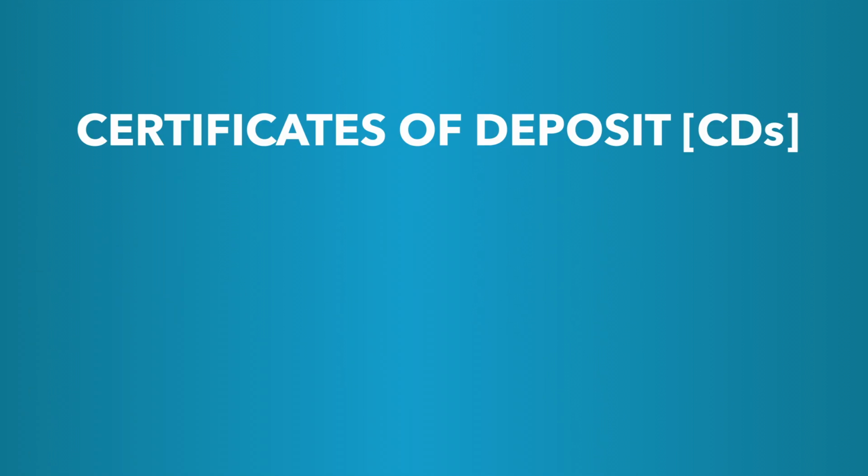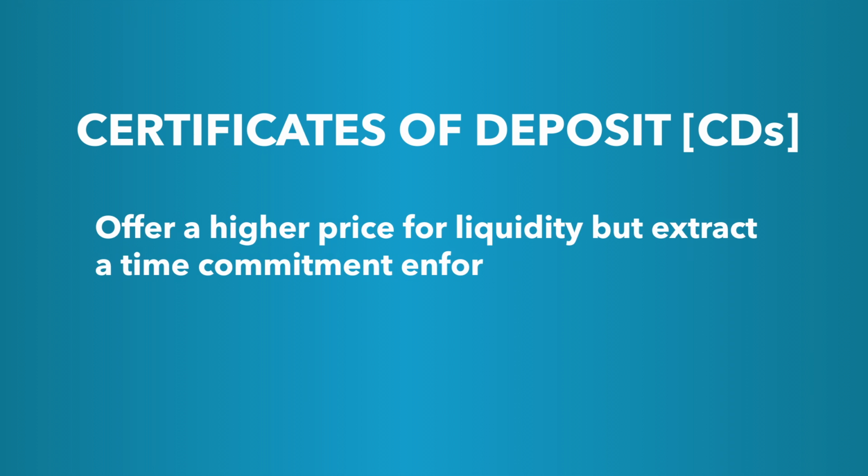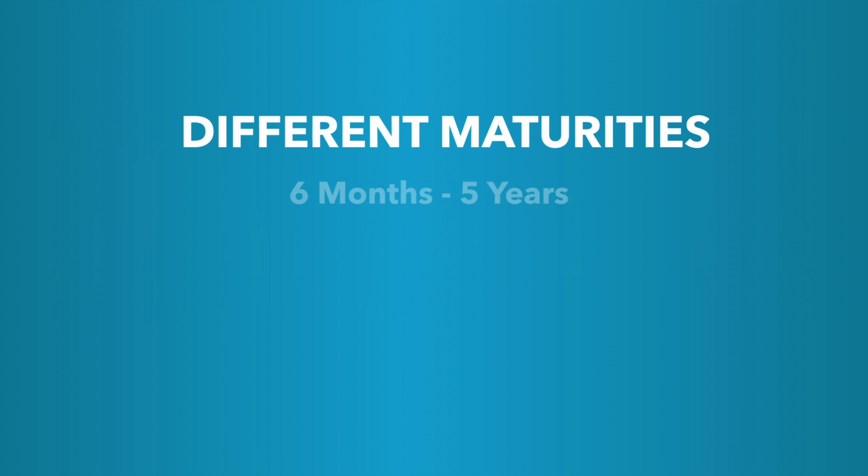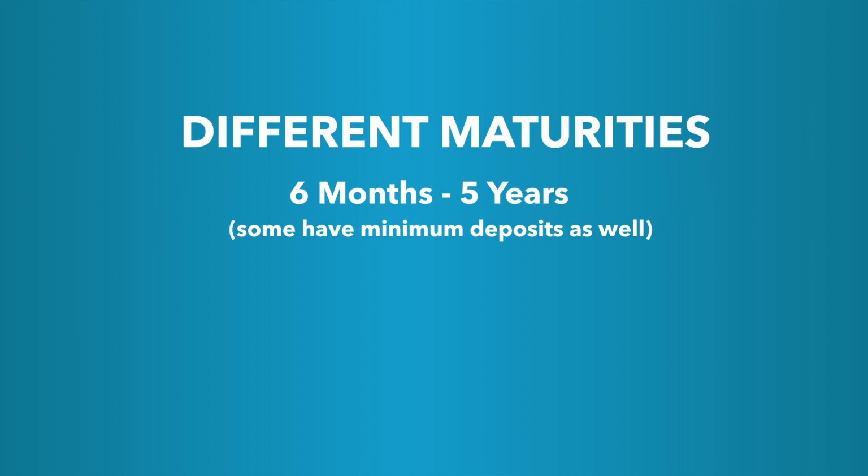If you are willing to give up more liquidity, there are certificates of deposit, or CDs, which offer a higher price for liquidity but extract a time commitment enforced by a penalty for early withdrawal. They are offered for different maturities, which are typically from 6 months to 5 years, and some have minimum deposits as well. A CD almost always earns more interest than a regular savings account. Banks and credit unions pay extra for the right to hold a lump sum for a period of months or years, known as the CD's term.